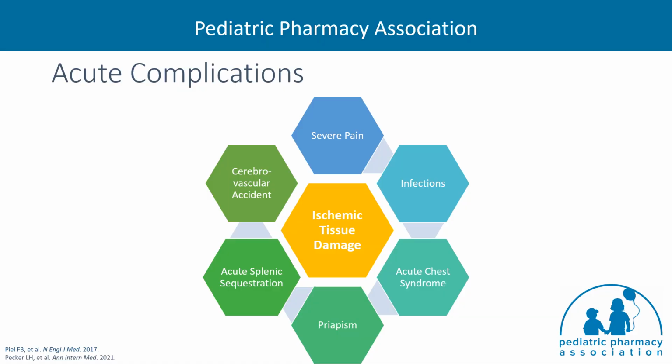So when we think about our acute complications, they can really all be tied back to ischemic tissue damage. So patients are often going to present in severe pain because part of their organ or their tissue is maybe not receiving good blood flow and good oxygenation. Patients may be more susceptible to infections, particularly if they have splenic sequestration, acute chest syndrome, priapism, and then cerebrovascular accidents.